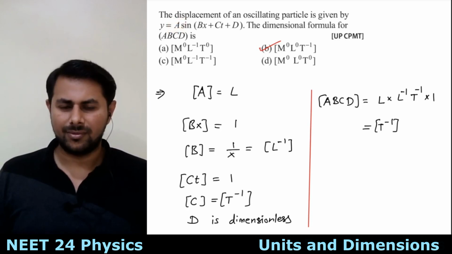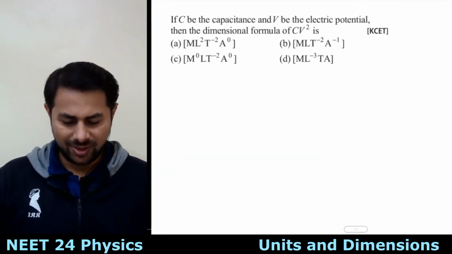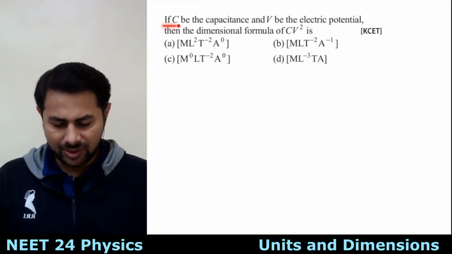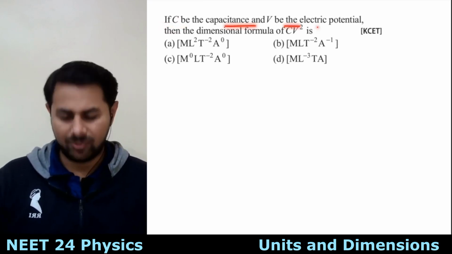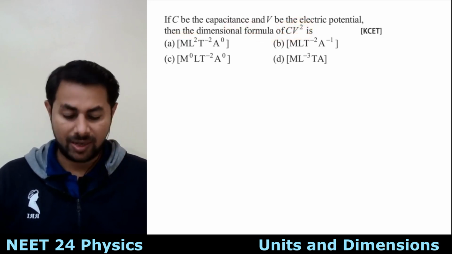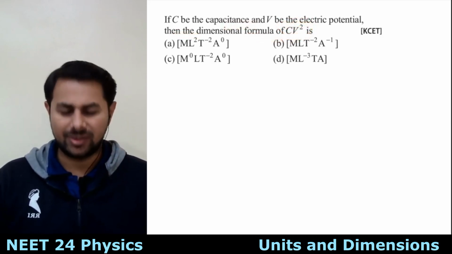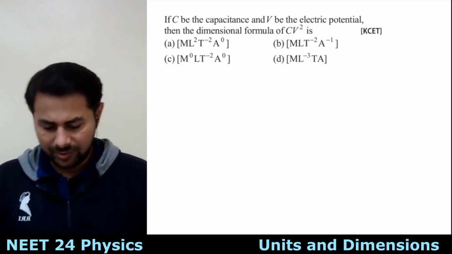Thank you, sir. Welcome. Now let us solve some more problems based upon dimensional analysis. So let's see this one. If C be the capacitance and V be the electric potential, then the dimensional formula for CV square is, who can tell me? Anyone?